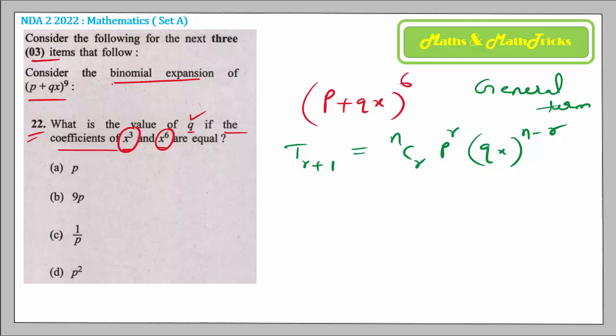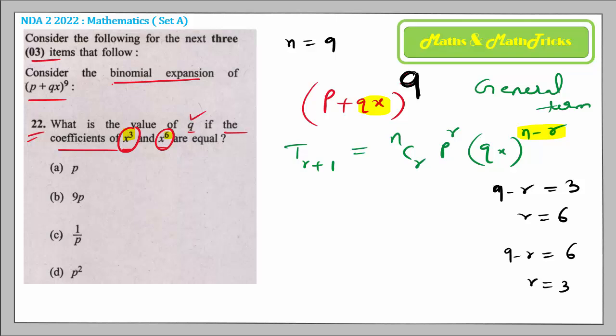First of all, in such a binomial, x cube is only possible where you get (qx) to the power 3. It means you want the n minus r value to be 3 or 6, so accordingly you can get the value of r. In this question, n is equal to 9. Sorry, I wrote 6 earlier, I am sorry, this is 9. So 9 minus r, we want it to be 3, which means r has to be 6. And when you want 9 minus r to be 6, then r has to be 3.